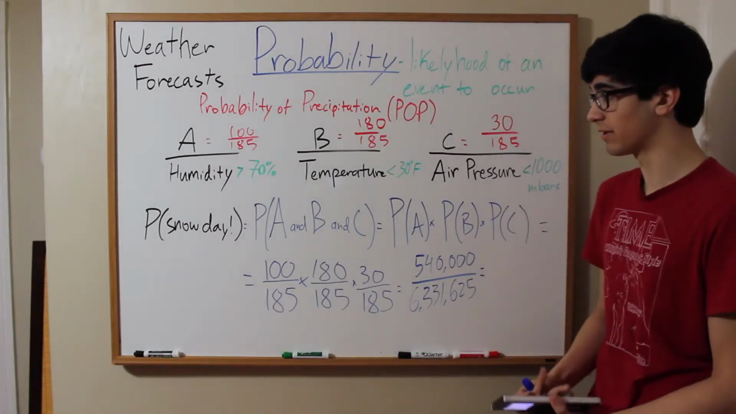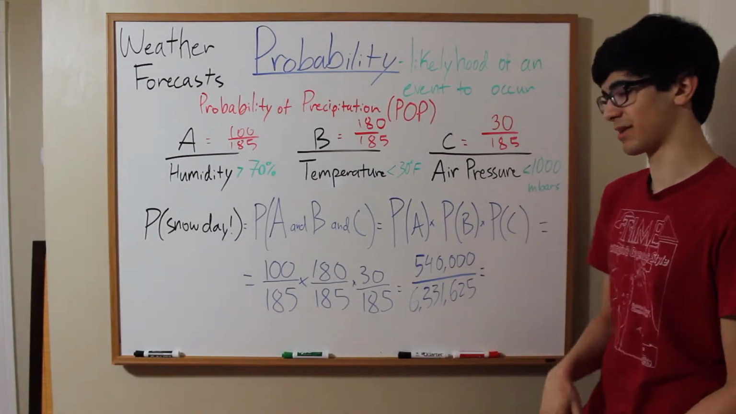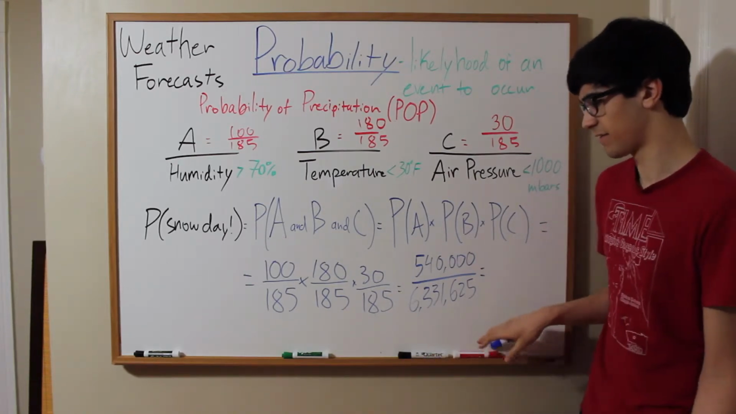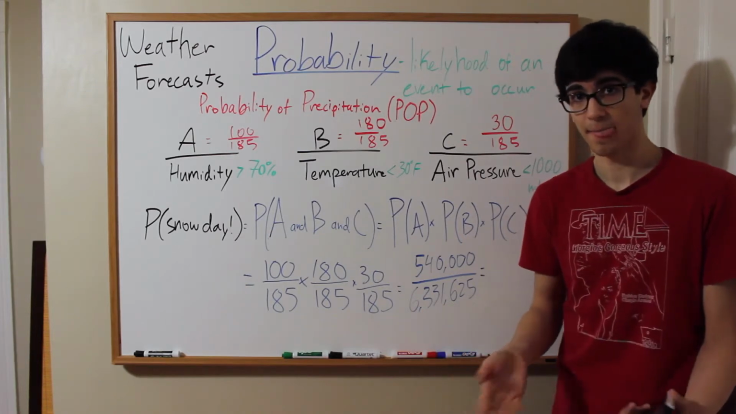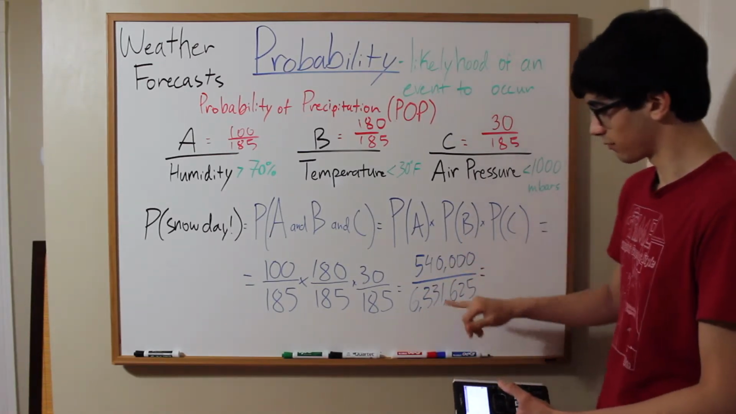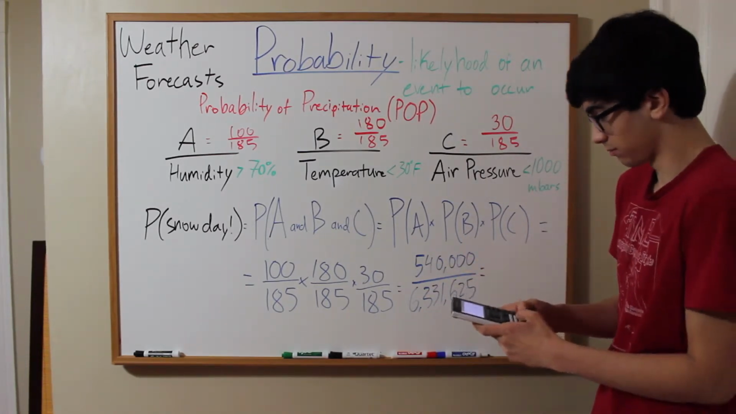Congrats, we finished our problem, right? However, this number right here doesn't make a lot of sense. It's not very useful to us, and it's not very useful to the public either. So this is why it's usually portrayed as a percent. So how do we get this to percent? Well, right now it's a fraction. We do the division.